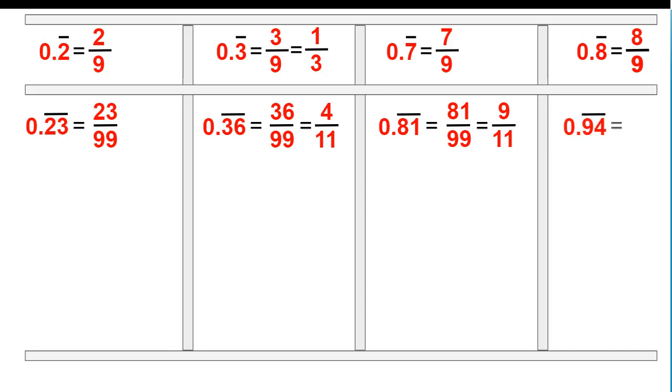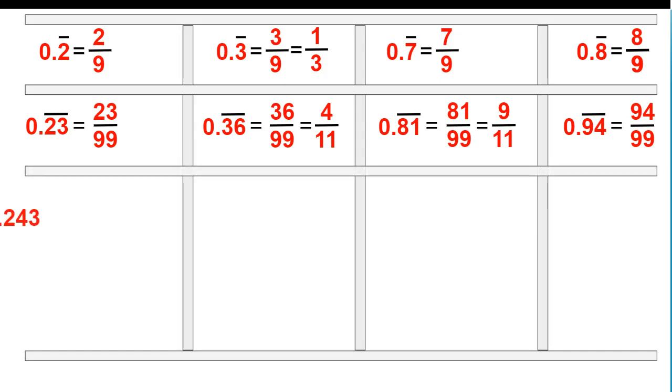0.94, where the 94 is recurring, is 94 over 99. It's very simple. Well, you guessed it right. If it's a 3-digit number which is recurring, such as this one, 0.243, it is the number over 999. If it can be simplified, then it should be simplified. So in this case, we'll divide it by 27 and we'll get 9 over 37.